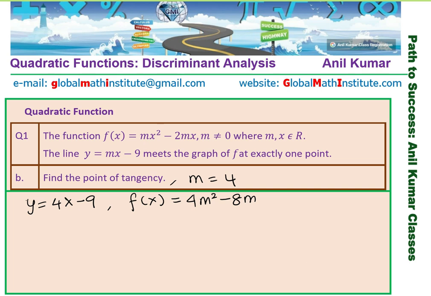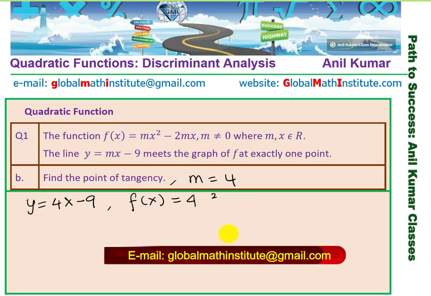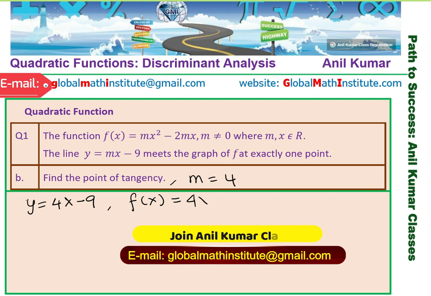So to find the point of tangency, m is 4, so I have to write x here. So f of x is 4x squared minus 8x.